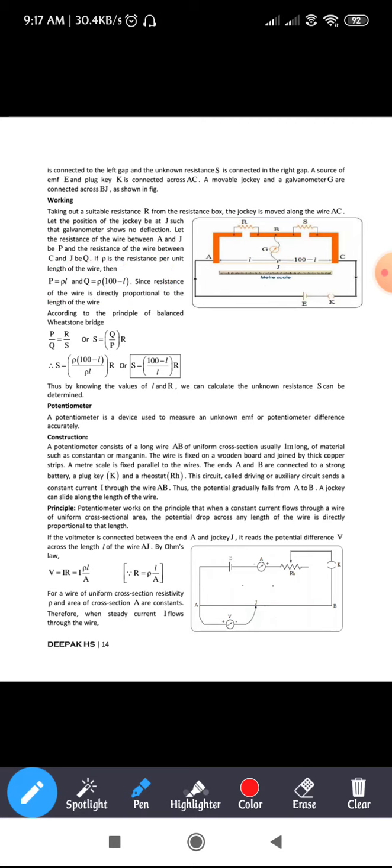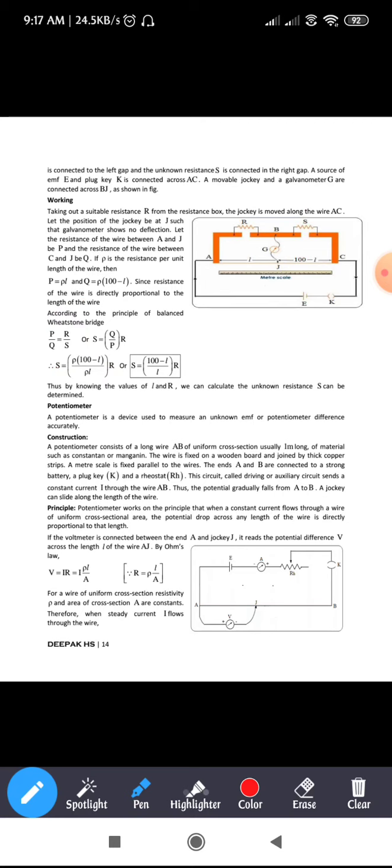Next, according to the principle of balanced Wheatstone bridge, what is that principle? P by Q is equal to R by S is the principle of balanced Wheatstone bridge. So now, what is our agenda? Our agenda is to calculate the value of S, the resistance of the unknown wire which we have placed in the right gap there. So now, taking S on the left hand side, S is equal to Q by P into R. That is mathematics. P by Q is equal to R by S, right? So S is nothing but Q by P into R.